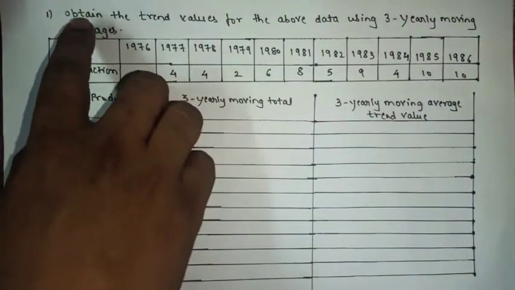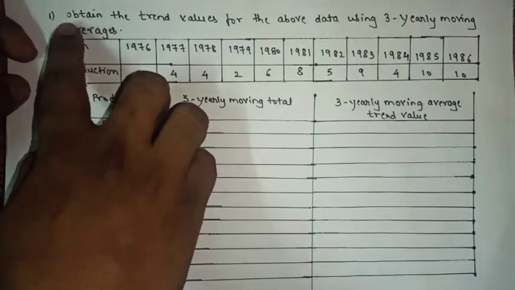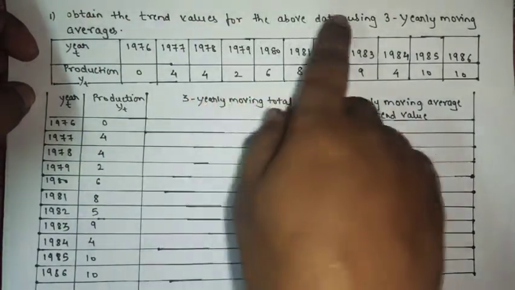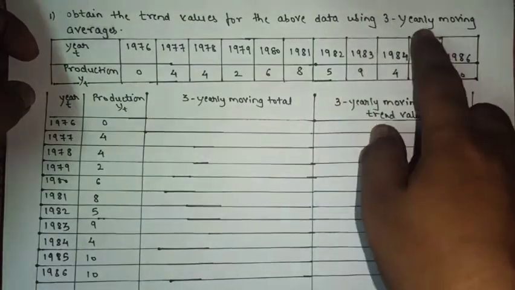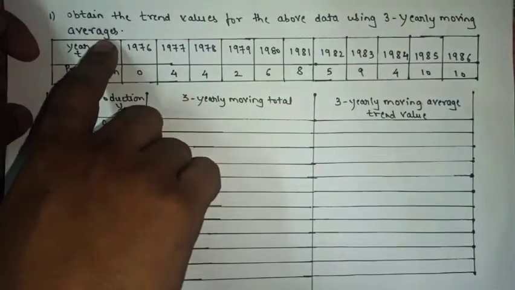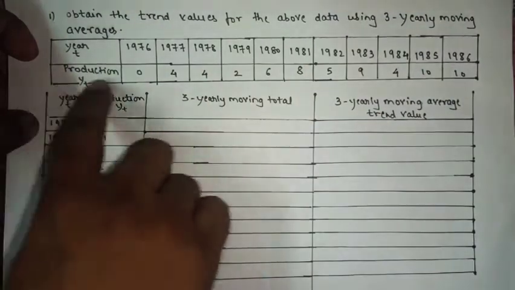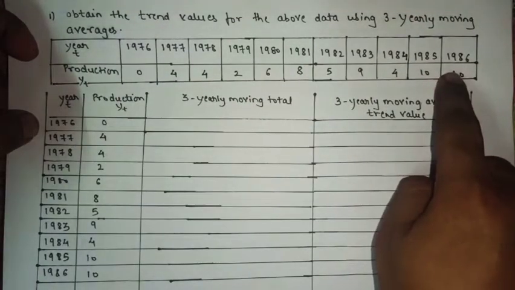So now we'll focus on the question. The question will be in this pattern: obtain the trend value for the above data using 3 yearly moving average. In the first row you will have years, and in the second row you will have production.